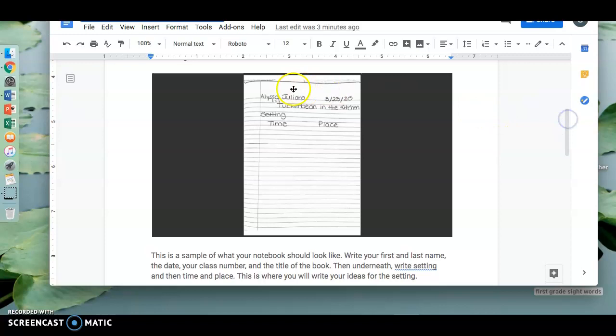Write your first and last name, write the date, your class number, ours is 1-4, and the title of the book. Underneath, write setting, time, and place. This is where you will write your ideas for the setting.